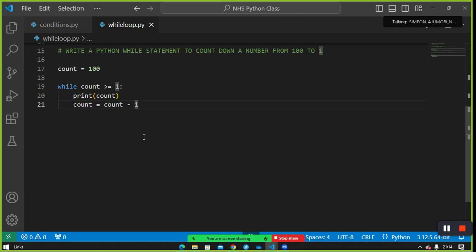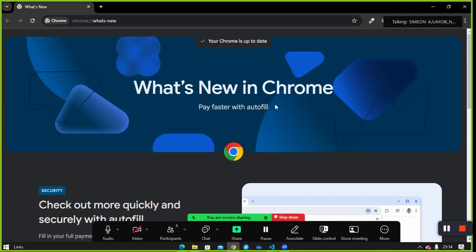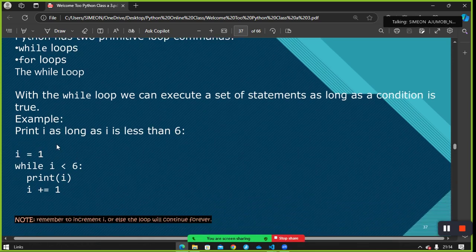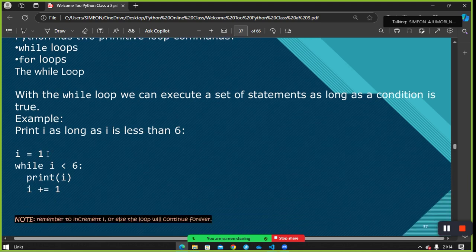Now we're going to be making something. Let me see if it's part of my presentation. Okay, look at this, Ebuka. They said in this while loop, we can execute a set of statements as long as the condition is true. Example, print i as long as i is less than 6. i equals 1. While i is less than 6, print i. Then i plus equals 1.